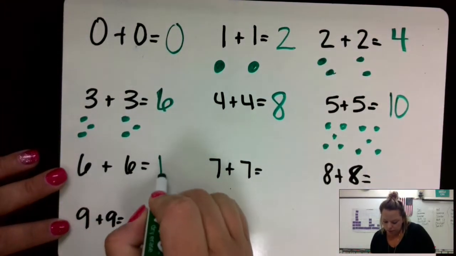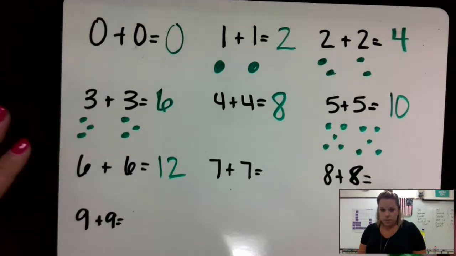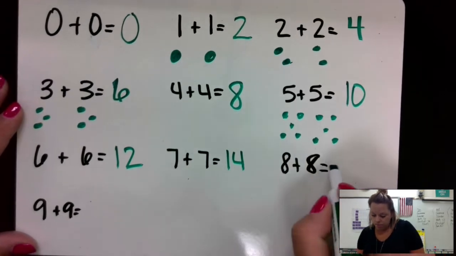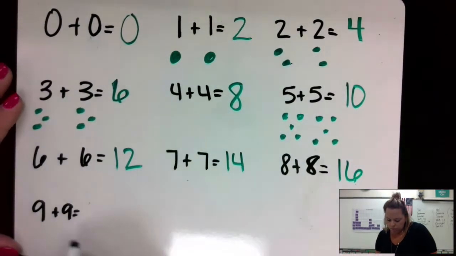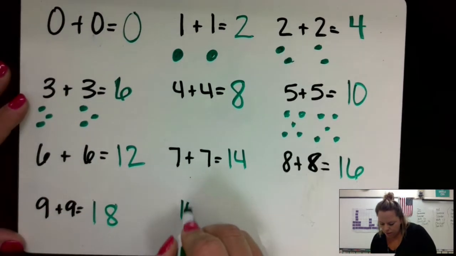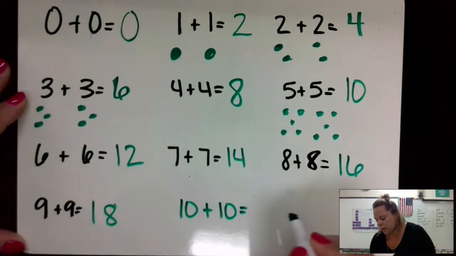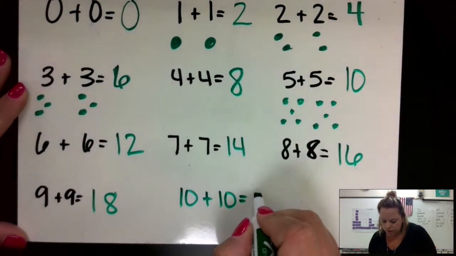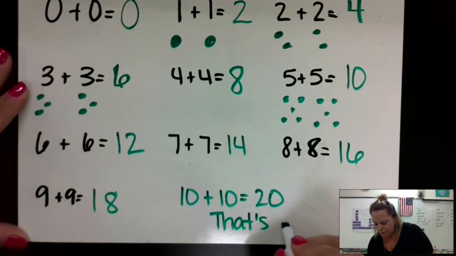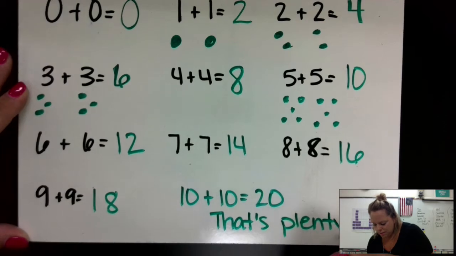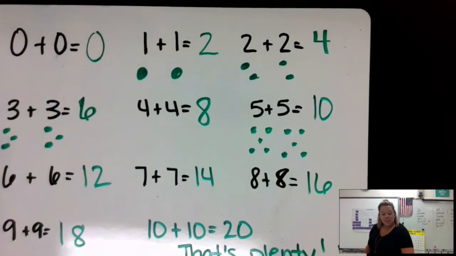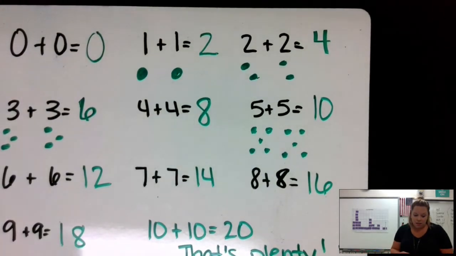6 plus 6 is 12. 7 plus 7, 14. 8 plus 8, 16. 9 plus 9 is 18. And then the one that they don't give you that I always want to end with because it's in your little chant that you did last year. 10 plus 10 is 20. Do you remember what you used to say at the end? That's plenty, right? Okay, so these are your doubles facts, okay?